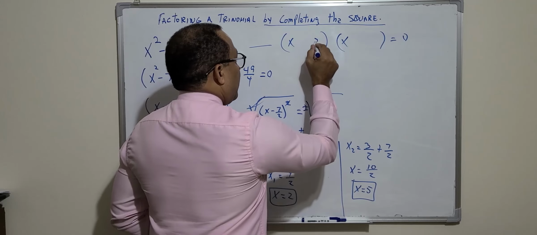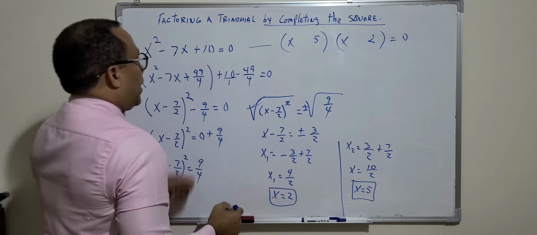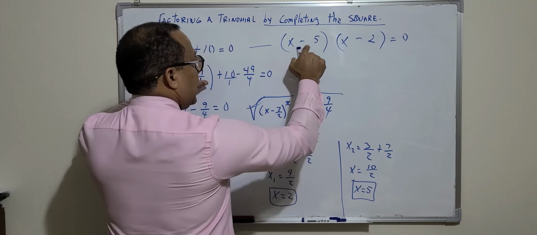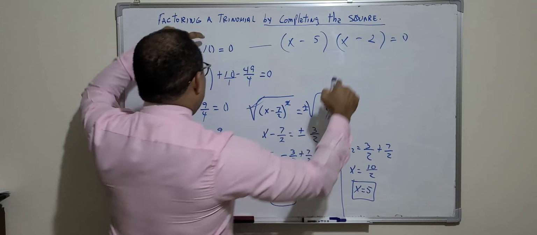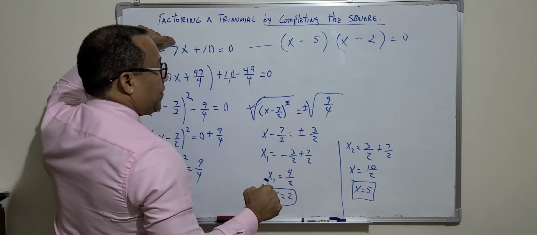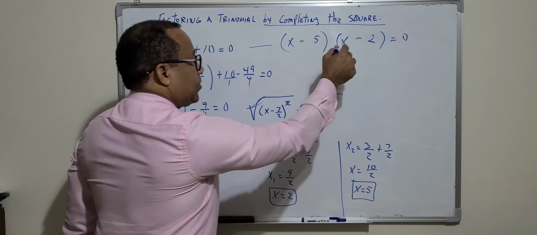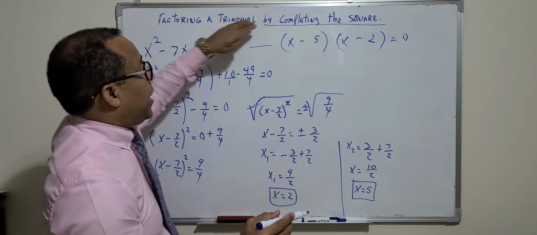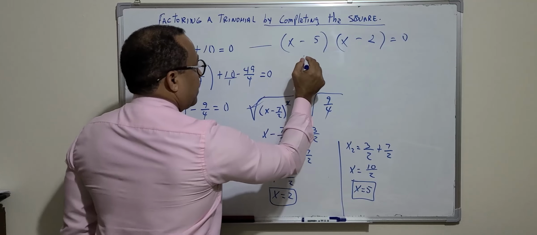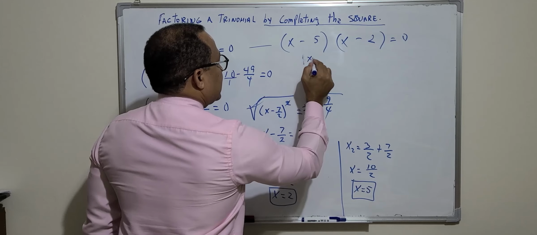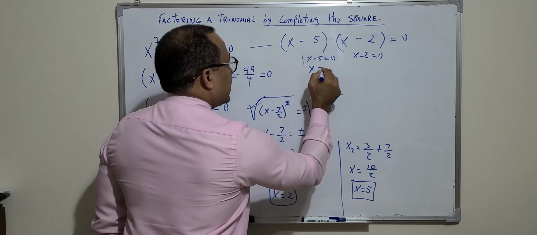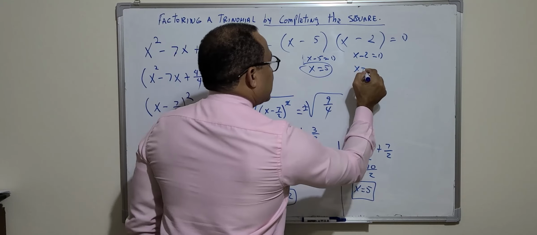The numbers are 5 and 2. I need to get a positive 10 when I multiply, so these two will be negative, because negative 5 times negative 2 is positive 10, and negative 5 minus 2 is negative 7. So this is a simpler way to solve it, but I was asked to factor by completing the square, so we completed the square this way. When you solve this, you will have x minus 5 equals 0 and x minus 2 equals 0. So x equals 5 and x equals 2.